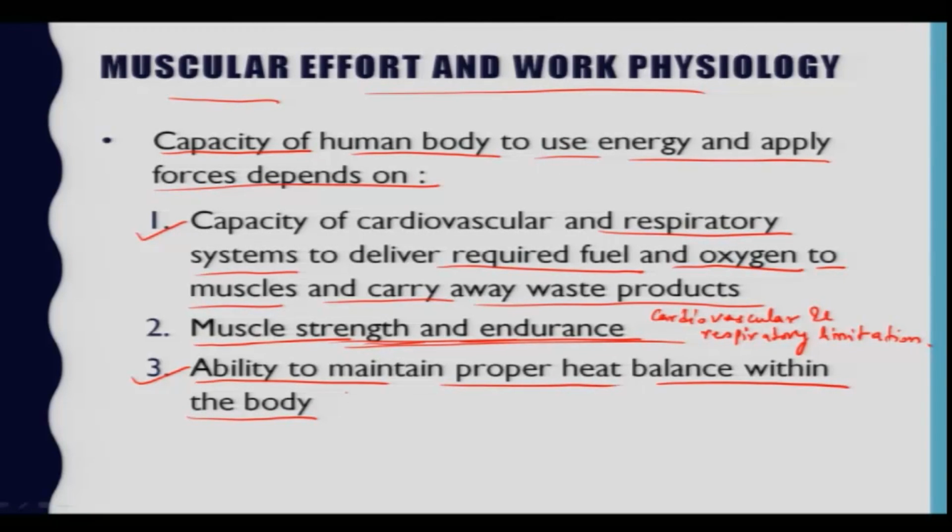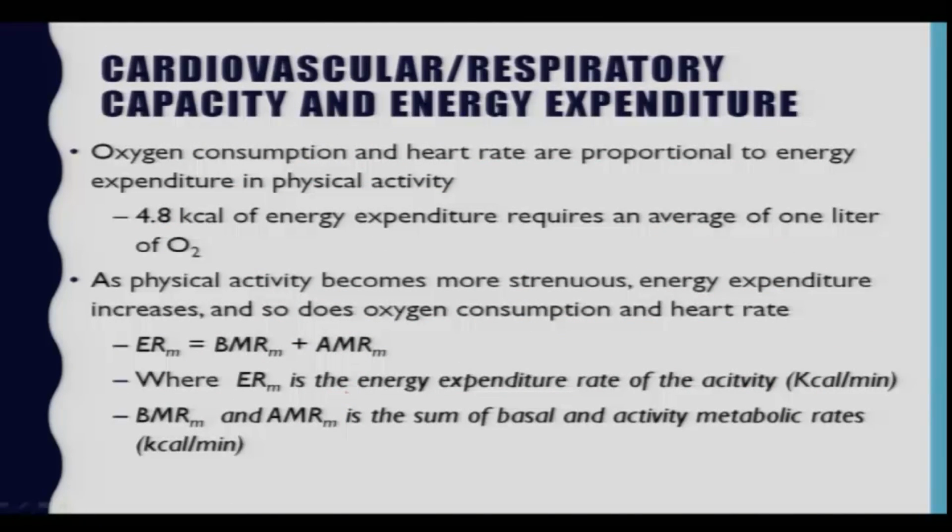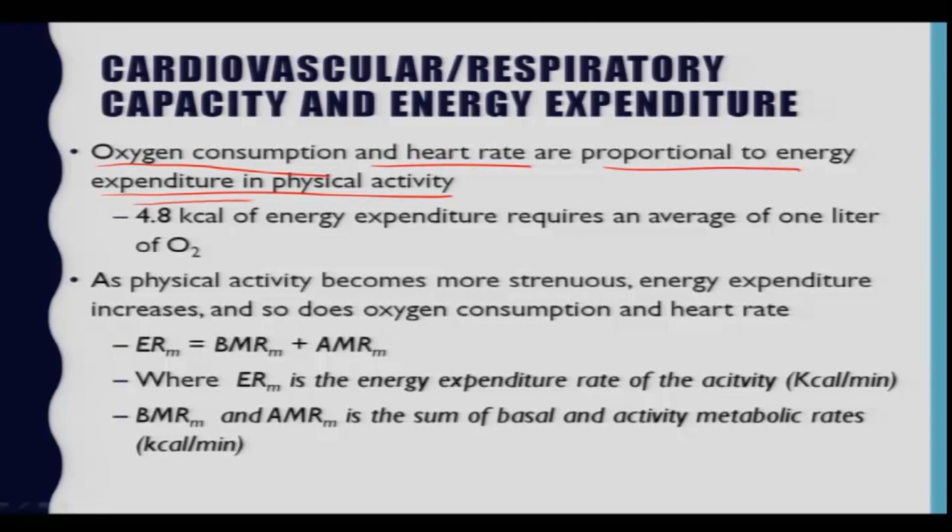So these are the factors, and that's why we need to study cardiovascular and respiratory capacity and energy expenditure. Oxygen consumption and heart rate are proportional to energy expenditure in physical activity. We discussed in the previous lecture that greater oxygen consumption, heart rate and perspiration are the three principal reactions caused by increased physical demand on the human body. The rate of oxygen consumption by the body is proportional to the heart rate, at least in the steady state. Several research studies have demonstrated this proportionality.